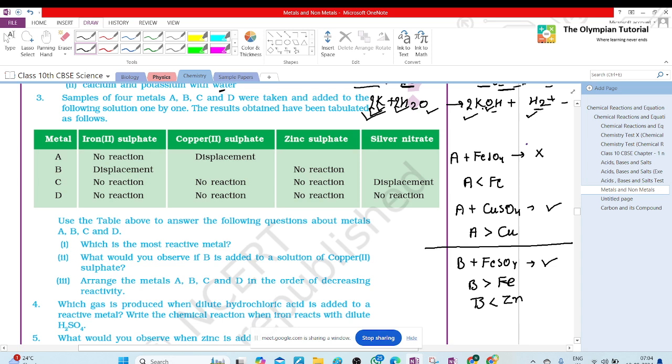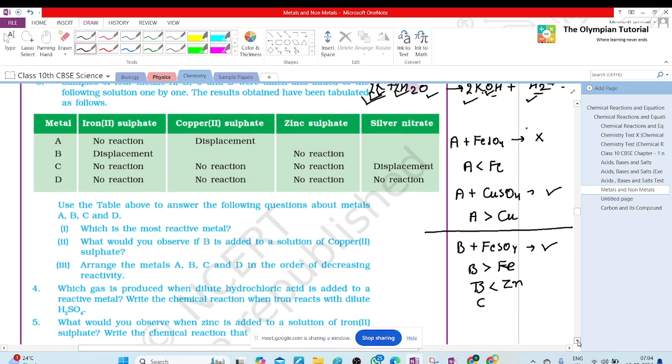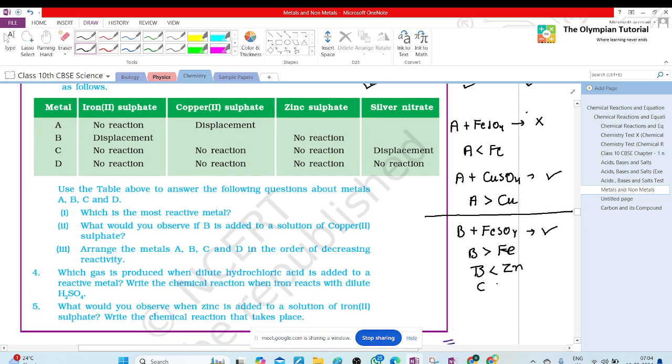Next, C is less reactive than iron, copper, and zinc. And D has to be the least reactive because it's not even reacting with silver.